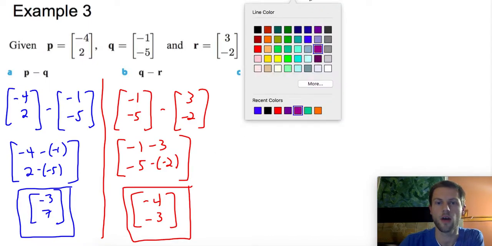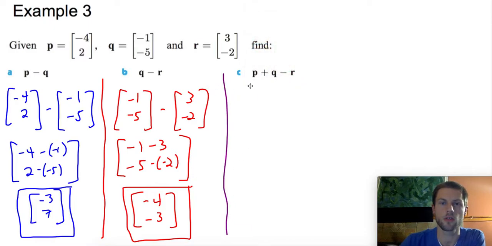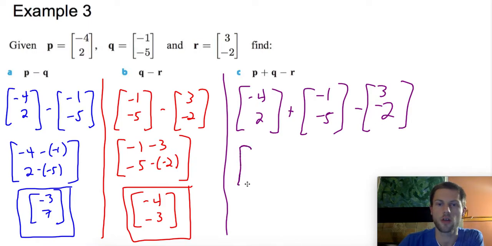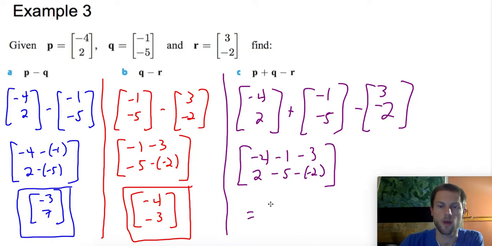And finally, I've got a threefer. 3 vectors. So let's take p, -4, 2, plus q, which is -1, -5, minus r, which is 3, -2. Smush it all together, and I have -4 minus 1 minus 3, and 2 minus 5 minus -2. And I put all of this together, and that's going to be a -8 on top. And this is 2 plus 2, that's a 4 minus 5, that's a -1. Hopefully I did that right.